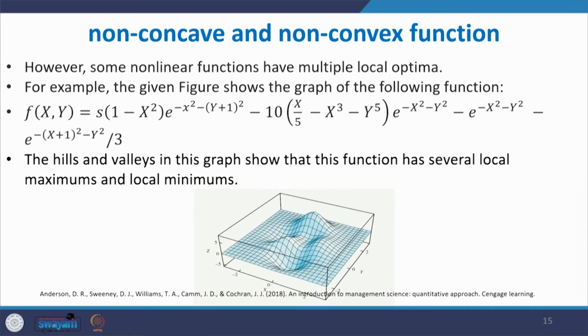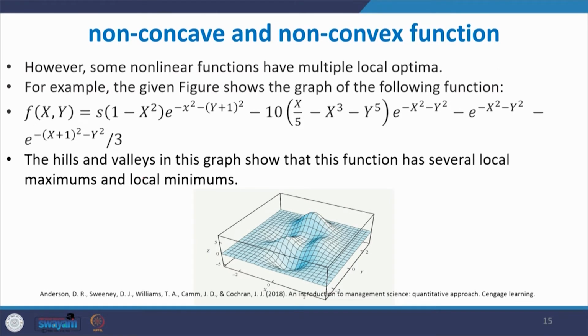What will happen with non-concave and non-convex functions? Some nonlinear functions have multiple local optima. For example, in the given figure, you see that there are different optimum values, different maximum values and different minimum values. The figure shows the graph of the following function: f of x comma y equals x times (1 minus x square) e to the power minus x square minus (y plus 1) whole square, minus 10 times (x upon 5 minus x cube minus y to the power 5) e to the power minus x square minus y square, minus e to the power minus (x plus 1) whole square minus y square, upon 3.